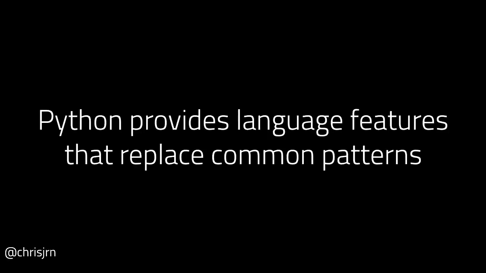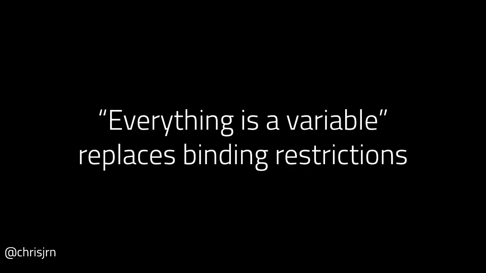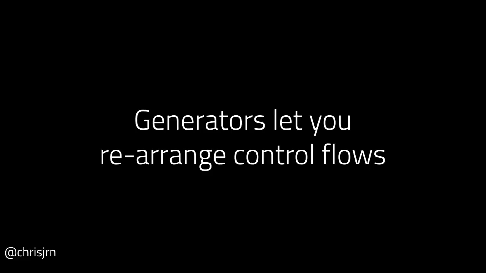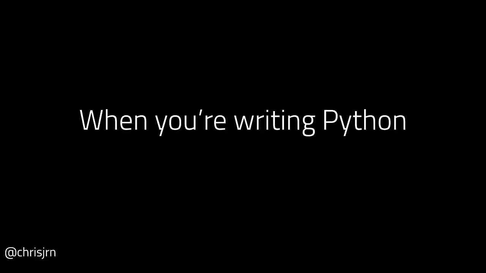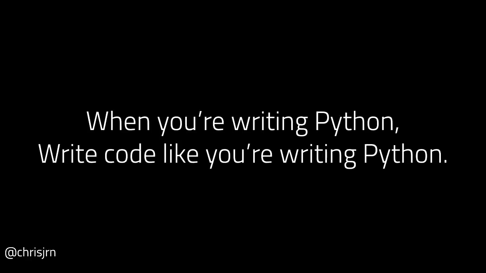So first up, a lot of design patterns exist because there are features in Python that don't exist in other languages. You should strive to use those features that you have access to rather than re-implementing those patterns in Python. Secondly, some patterns exist because more rigid languages have binding restrictions that prevent you from overriding names or passing around functions. Generators replace a lot of patterns that describe control flow and let you convert complicated ideas around state or iteration into much more familiar constructs. And in summary, basically, when you are writing Python, write code like you're writing Python.